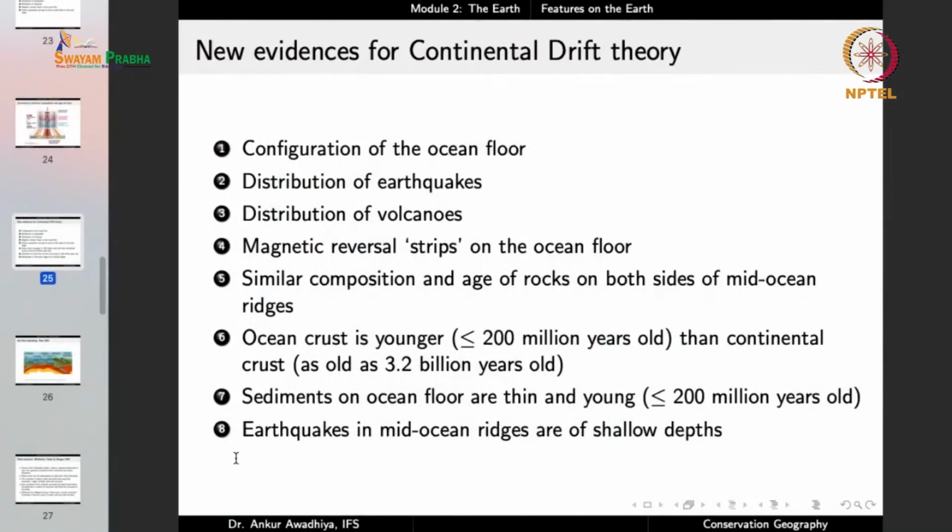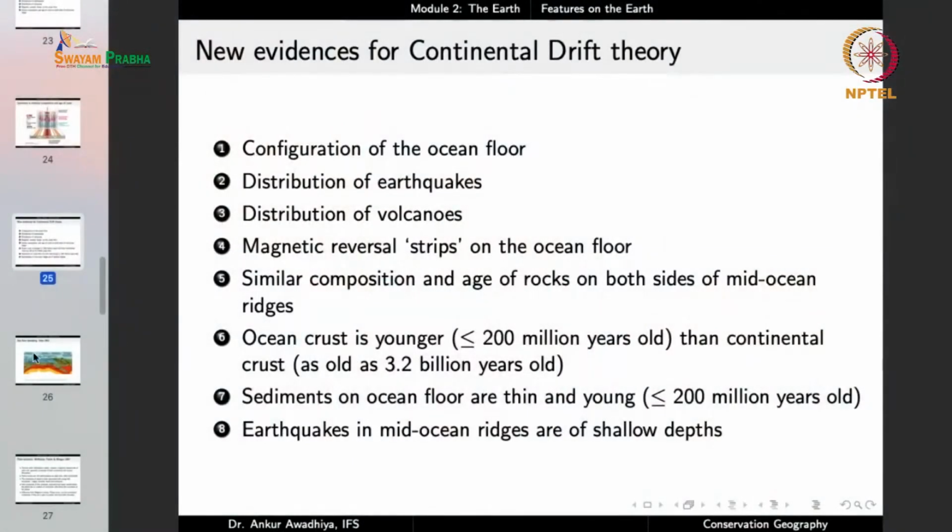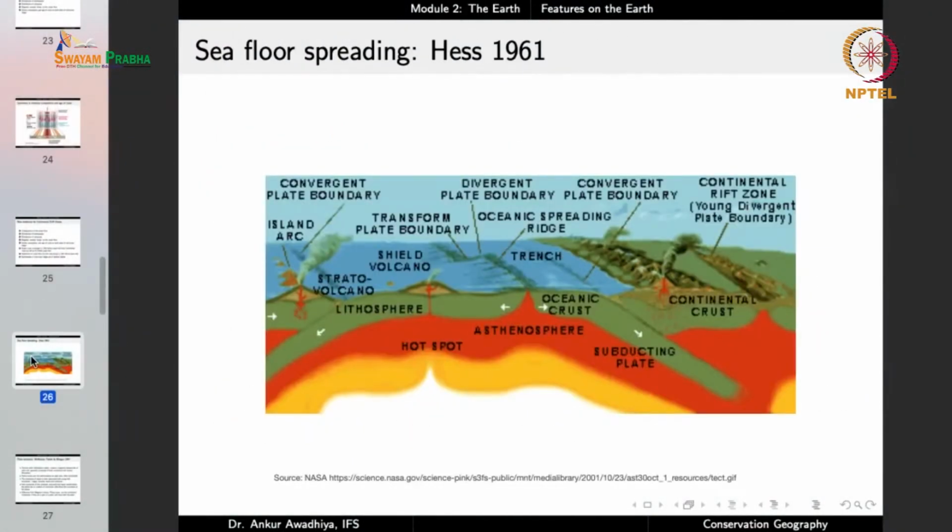And another evidence is that the earthquakes in the mid-oceanic ridges are of shallow depths. So there is something that is happening right next to the surface. We are not talking about something that is happening very deep in the mantle or very deep in the core. But this is something that is happening near the surface. And putting all of these together, Hess developed a model of seafloor spreading.